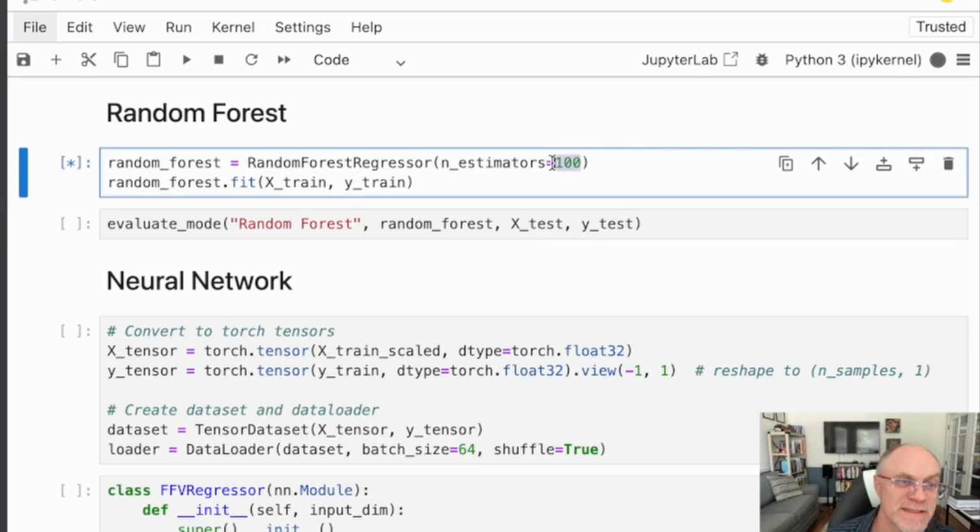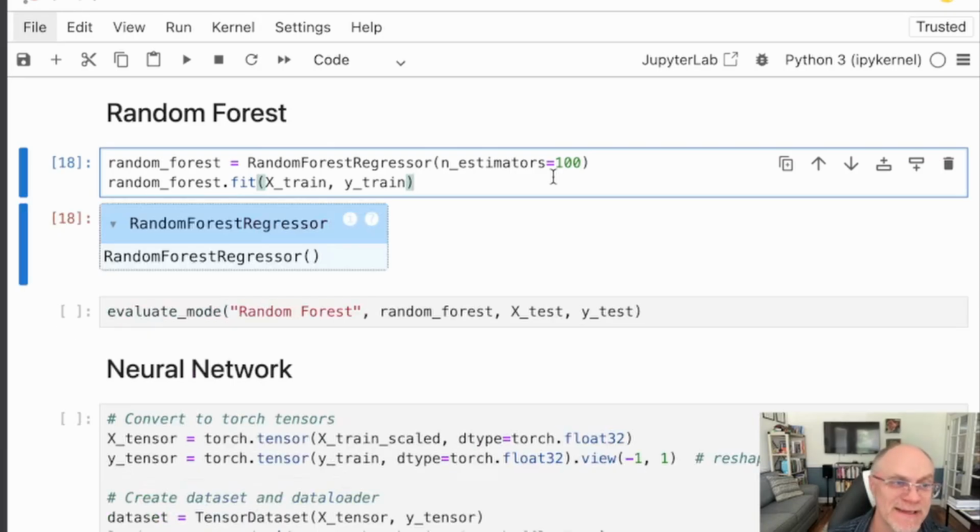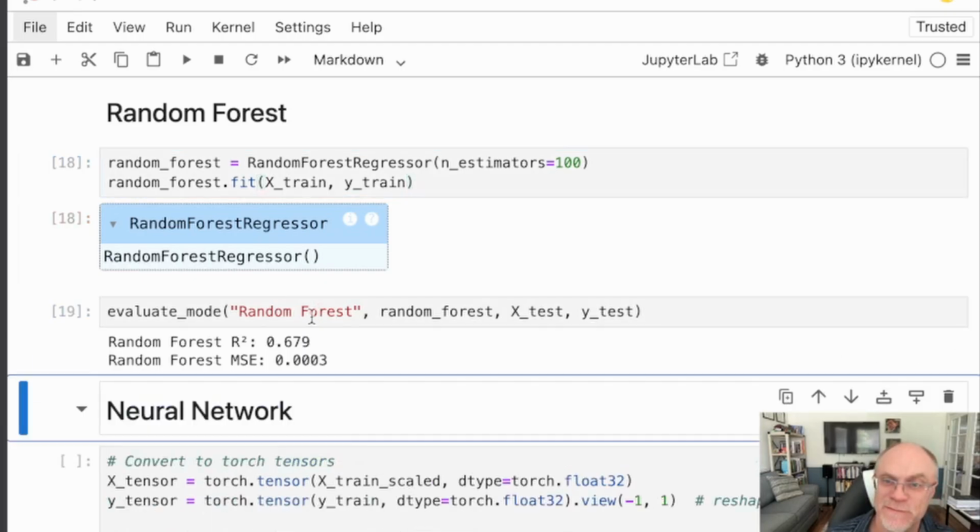So this 100 is a parameter saying create 100 different individual decision trees, and for each one, it's going to randomly split up the data, and it's going to organize the data in some different way so that each of them gets, I guess, a different take on the data. And that will give us hopefully a better chance in aggregate of predicting the right thing. So let's see how this random forest did.